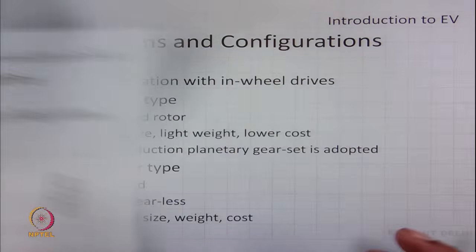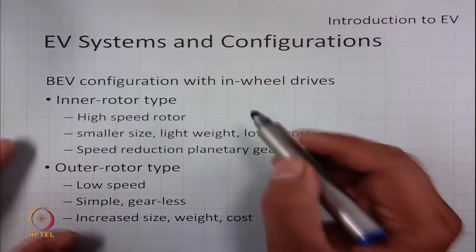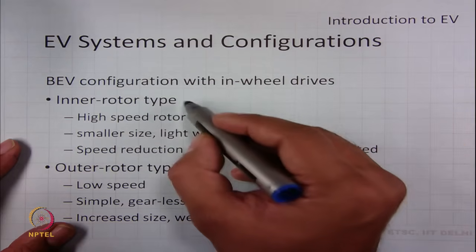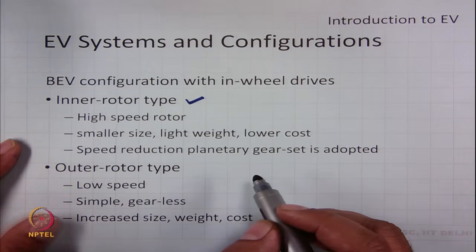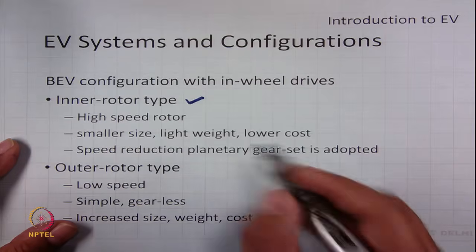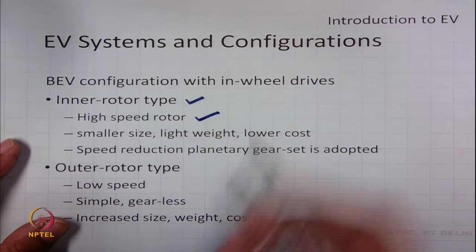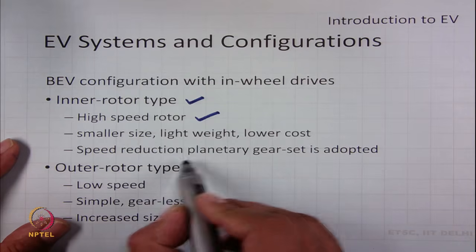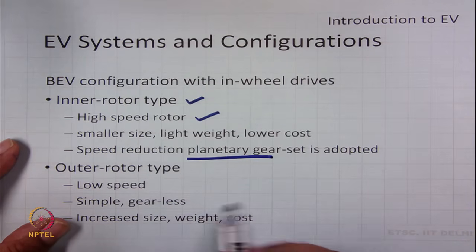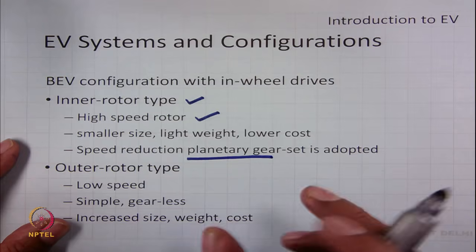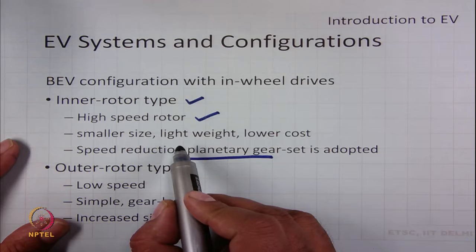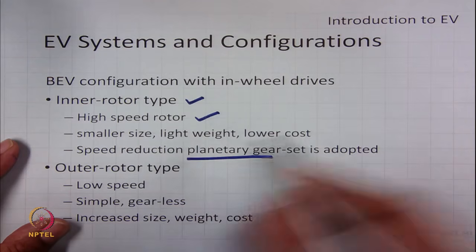So, if we see these two systems, the first type of in-wheel system is the inner rotor type, which means it can be a conventional motor with a high speed rotor, and the speed reduction is obtained by a complex planetary gear which is embedded within the wheel. So, the system is smaller in size, it has less weight and lower cost.